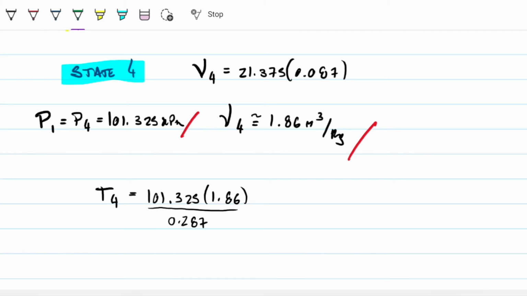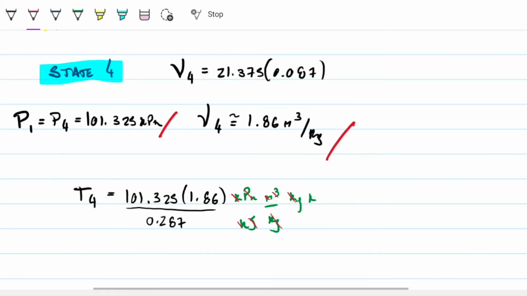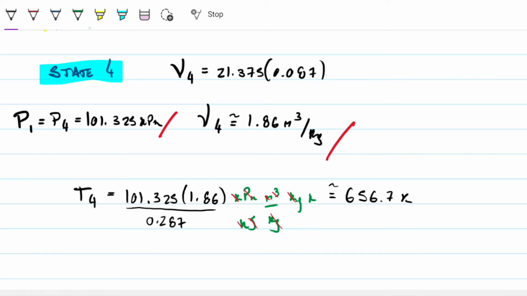Just for the sake of it, let's check units. We haven't done that in a while. Just make sure we're doing the right thing. Meters cubed per kilogram, and this is going to be kilojoules per kilogram per Kelvin. Kelvin, I don't have any Kelvin. I'm sorry, so Kelvin's going to stay. Kilograms, kilos and kilos, and then Pascal times meters cubed. That's the same thing as a joule. So we're left with Kelvin. Good. And what did I get? This is about 656.67. 656.7 is fine. Cool.